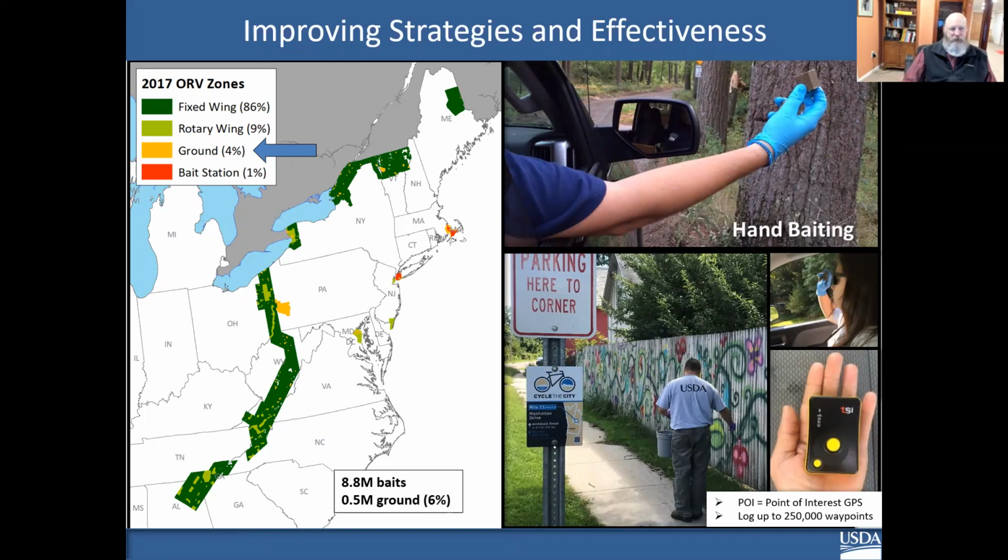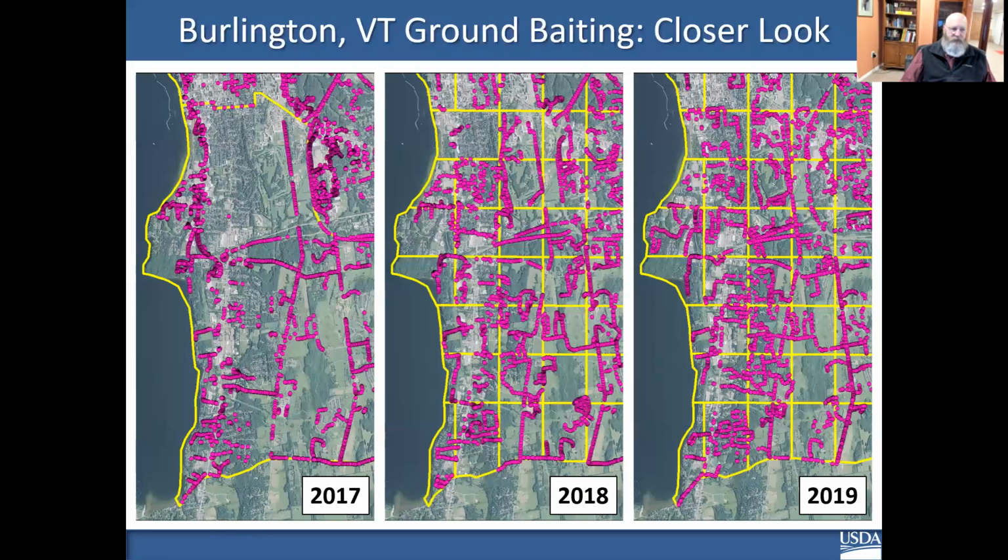We started using this point of interest, basically a GPS, to allow us to mark every time we distribute a bait. You can see over time we've gotten better coverage. This has not changed the serology, so that is interesting. Although we did a lot better coverage in post-bait sampling, it didn't seem to change the equation much.